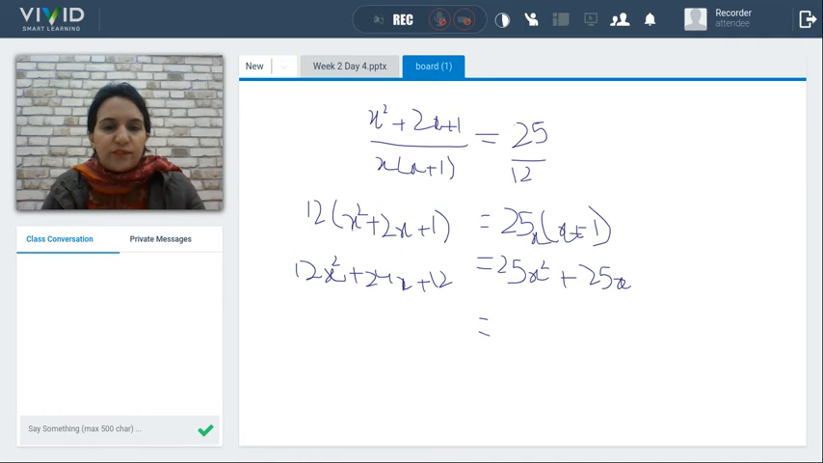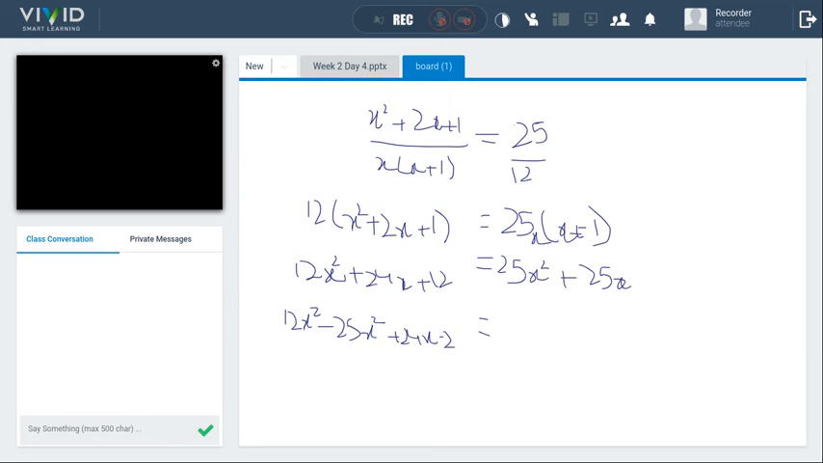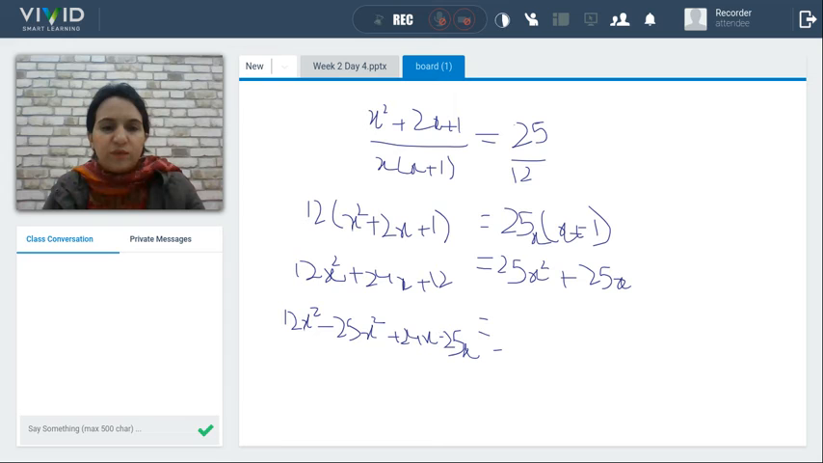Now with 12x square, here we know that minus 25x square will come here, and with 24x, if we bring it from the right hand side, it will be minus 25x, and plus 12 is equal to 0. By solving the like terms, now 12x square and minus 25x square, if we solve, it will give us minus 13x square. The sign of the bigger number will come.